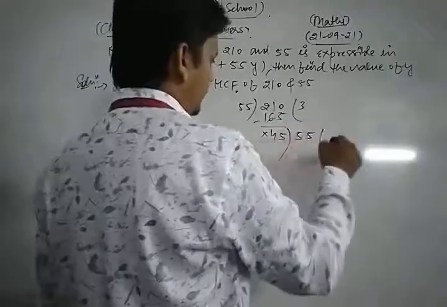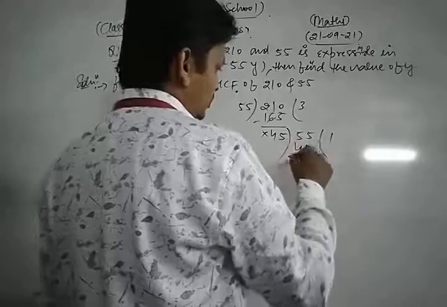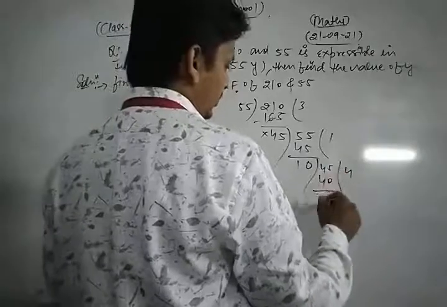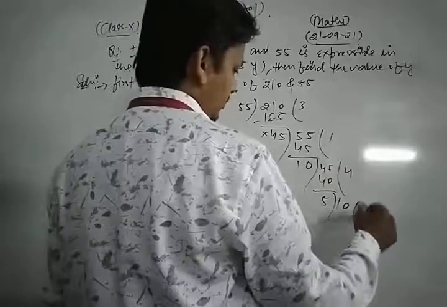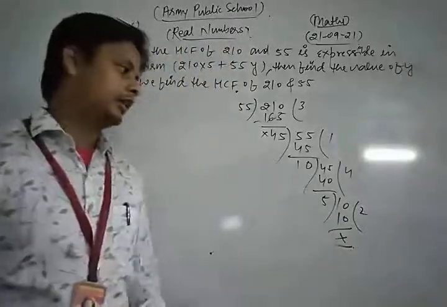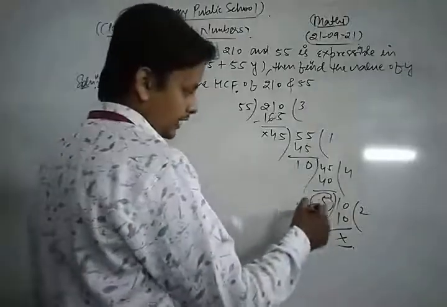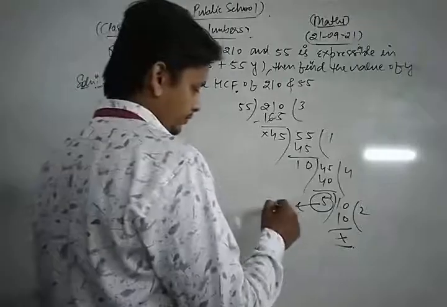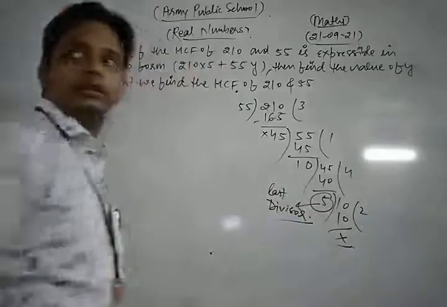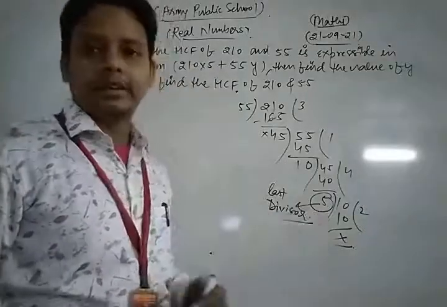Now 55 divided by 45 gives quotient 1 and remainder 10. Now again 45 divided by 10, 10 into 4 is 40, we get remainder 5. Now again 10 divided by 5, and now the remainder becomes 0. So the last divisor is the HCF of the given numbers.